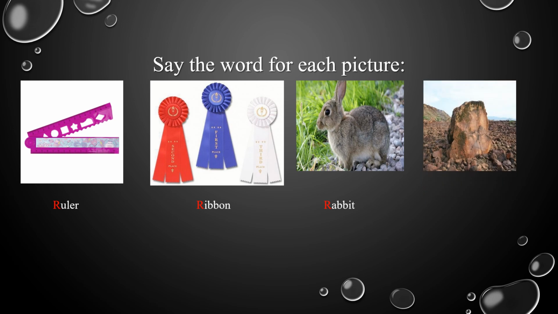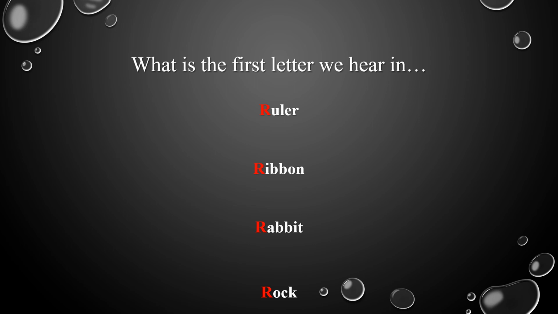Now let's take a look at the last picture. It's something we can see in our garden and in the mountains. What's this picture? Excellent. It's a rock. What's the first letter we hear in ruler, ribbon, rabbit, rock? Excellent! It's letter R.